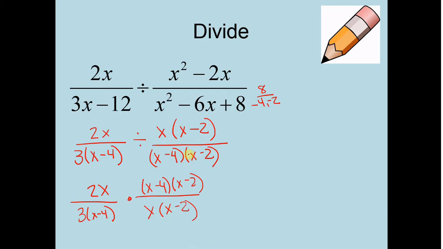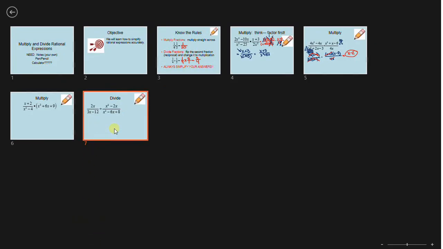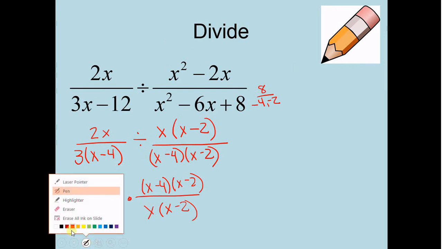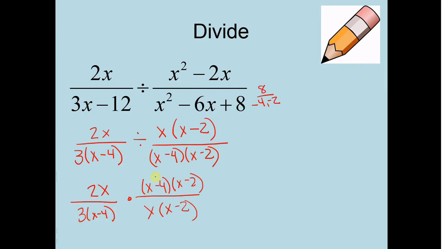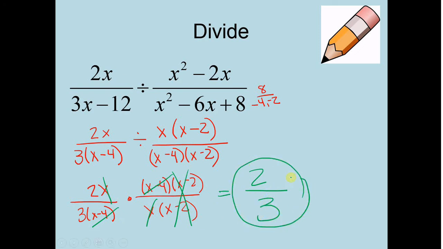Okay? Now, we can start crossing some stuff off here. Whoops. So let's cross some stuff off. I can cross off x minus 2 and x minus 2. X minus 4 and x minus 4 are across from one another. X and x can be crossed off. That looks about right, right? So I'm going to have 2 on the top, over 3 on the bottom. 2/3 would be my final answer on that one.